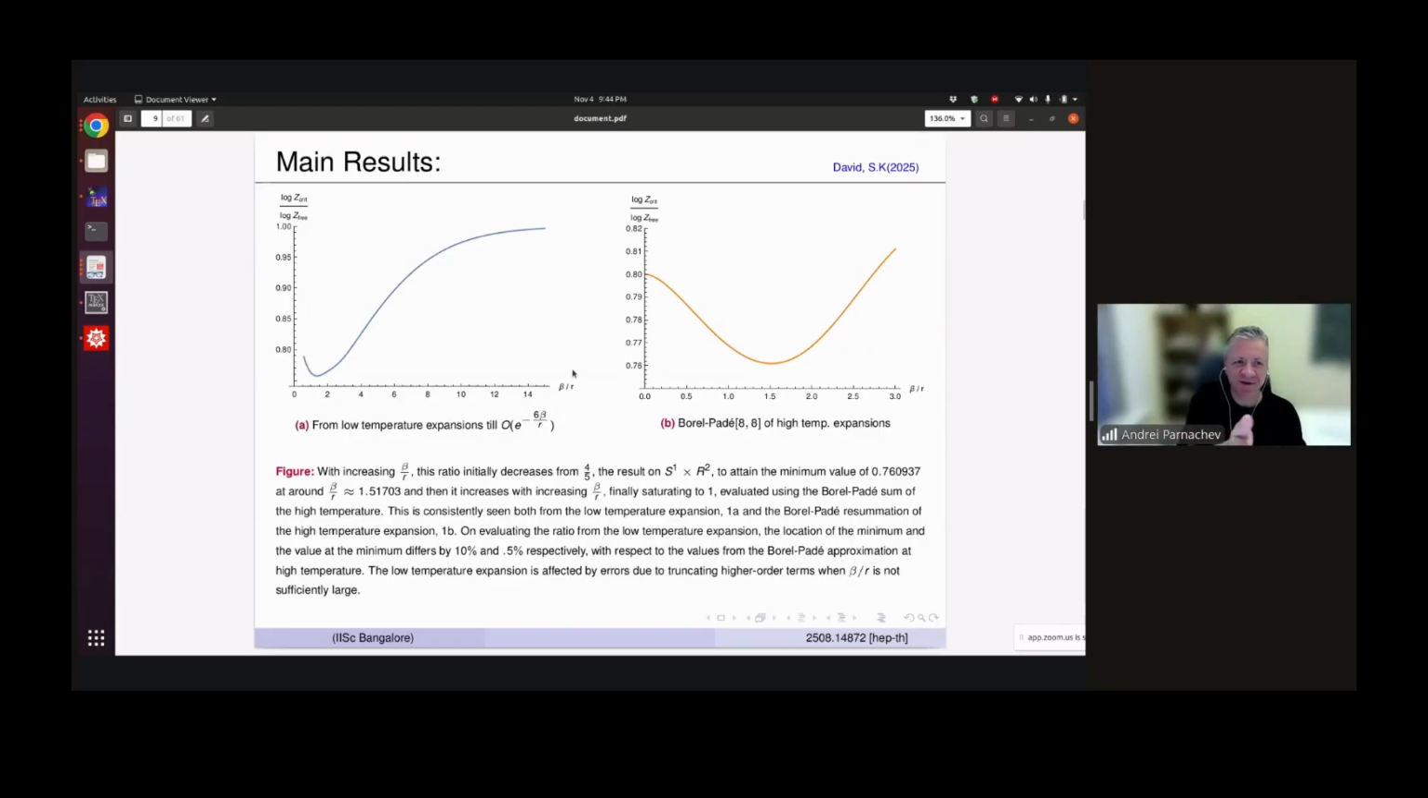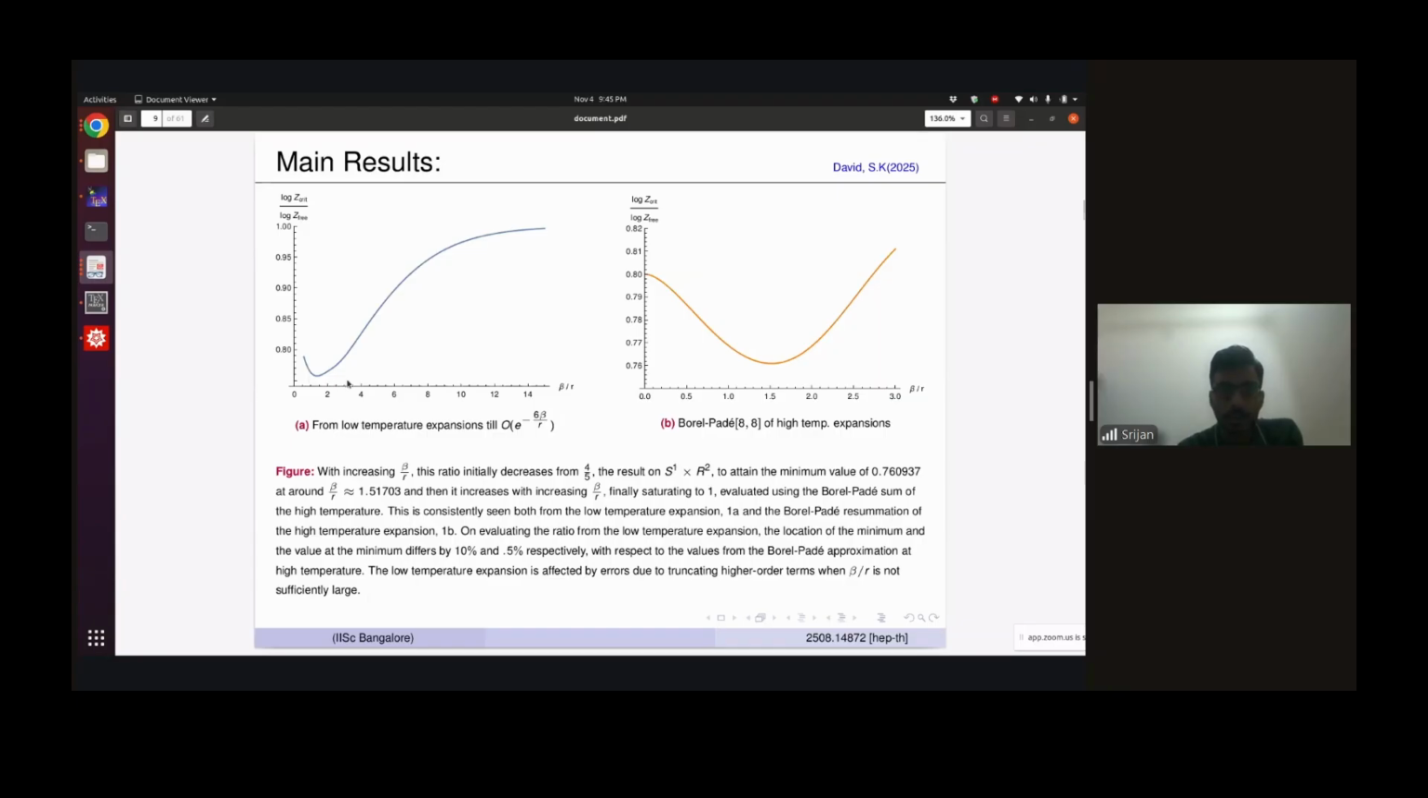But isn't it surprising that it looks like it goes very close to 0.8? I don't know if it is surprising or not, but it's not exactly matching. Here I mentioned that the value at the minimum is 0.76 from this high temperature expansion, which is supposed to be a better approximation, and the value at the minimum is 1.5 for this one.